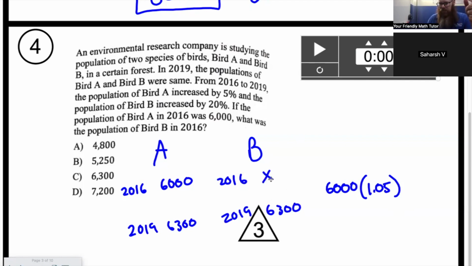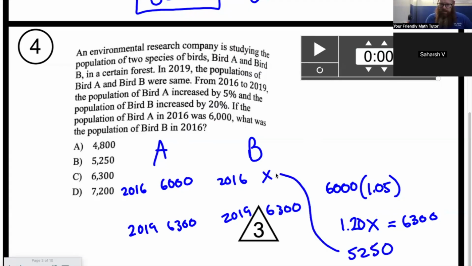So here we're working backwards. In 2016 it was X, and then it was increased by 20%, which is multiplying by 1.2, or think of it as 1.20 to really see the 20. That is going to equal the 6,300 that it ended up being in 2019. So then all we do is divide. 6,300 divided by 1.2, and you get 5,250. So that must have been the population.